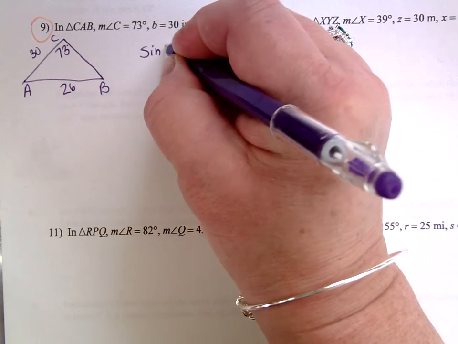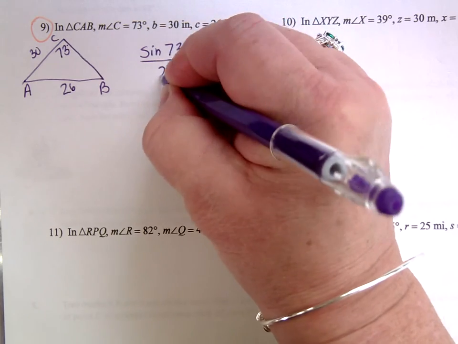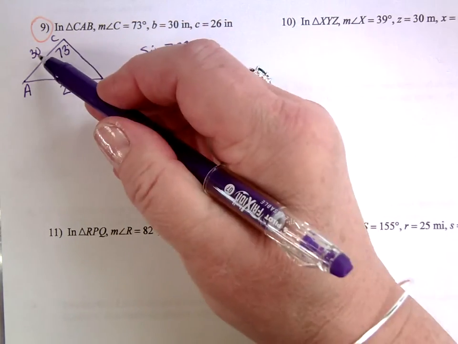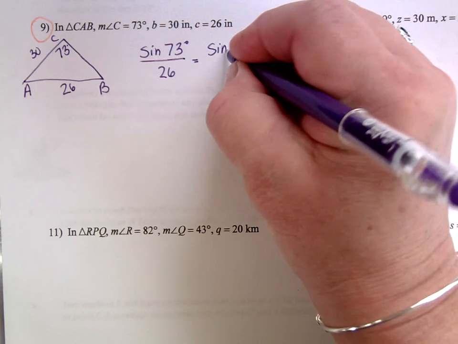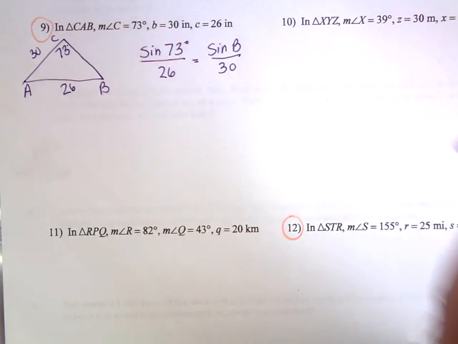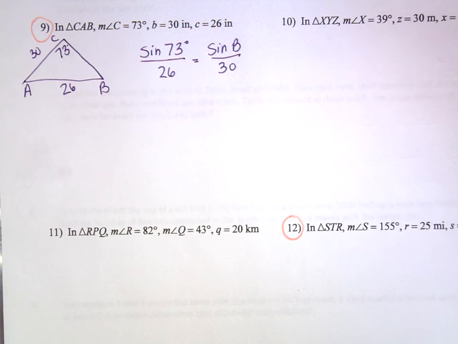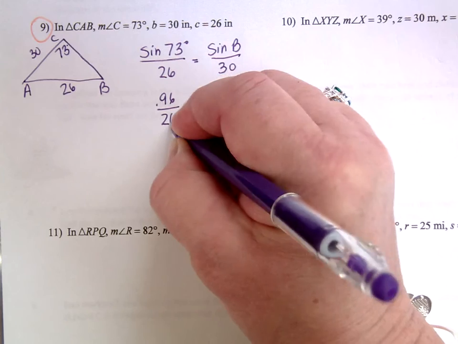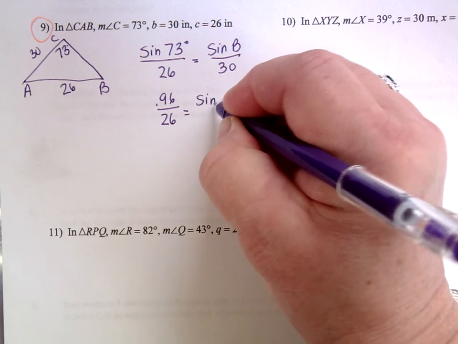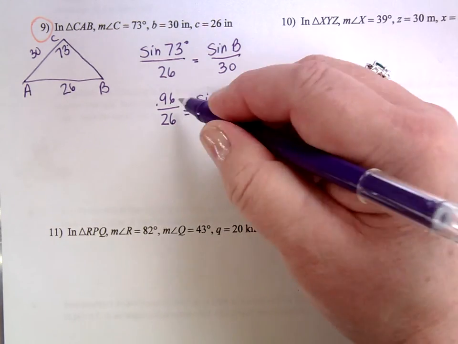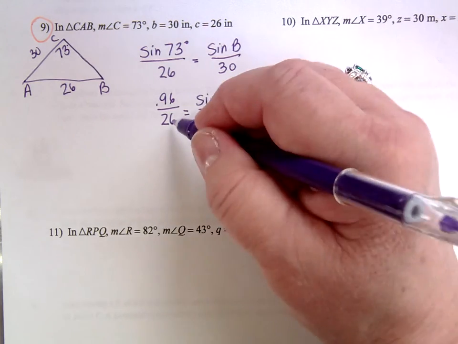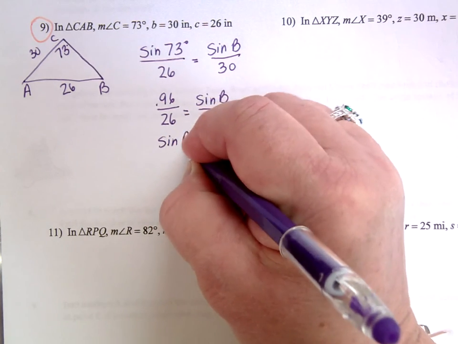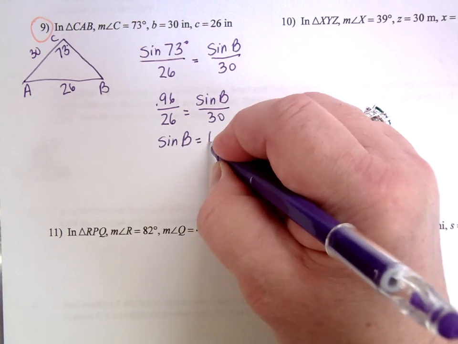The sine of 73 degrees over 26. They gave you one thing about B, so go for angle B: sine of B over 30. Then you go to your calculator, and for the sake of time I'm just going to tell you what you can calculate out on the calculator. You've seen how I do that. So sine of 73 is 0.96 over 26 equals the sine of B over 30. I cross multiply: 0.96 times 30 divided by 26 gives me the sine of B equals 1.11.